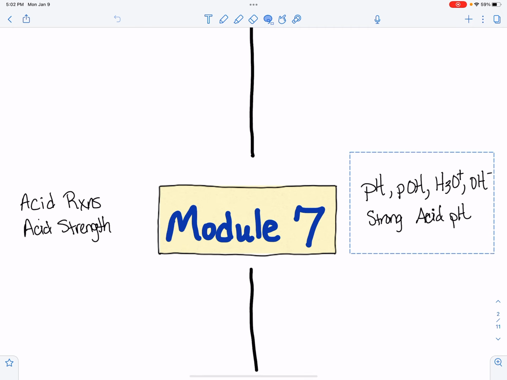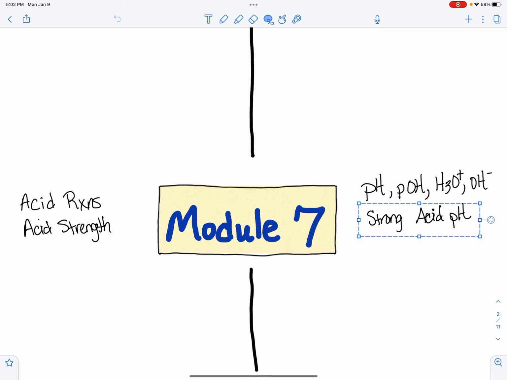And then it's going to be learning how to solve for any of these terms on top: pH, pOH, H3O+, and OH-, as well as how to calculate strong acid pH. Now, this is a building week, and by that I mean that, yes, this is going to be on Test 2, but the information you learn in this week won't go away.